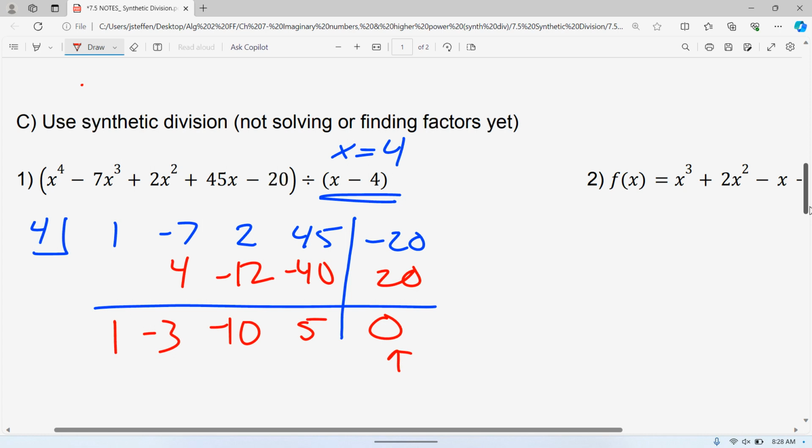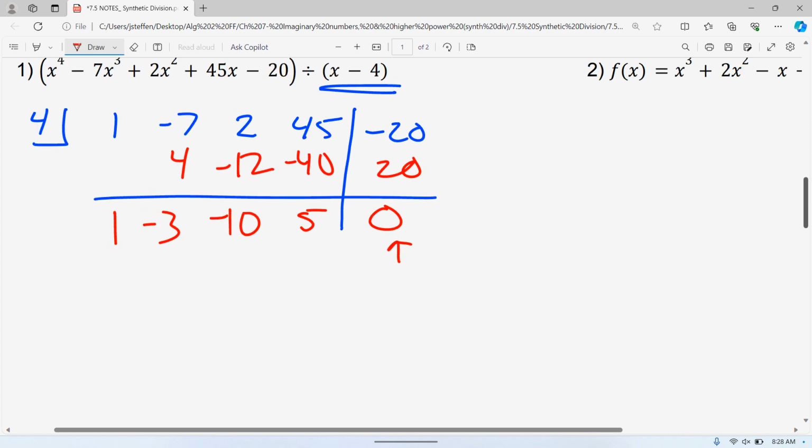It's a really nice way to check your work, if you know you get 0, it does work out. It's very satisfying. Okay, last but not least, what does that mean? So yes, we got 1, -3, -10, 5. So that's the answer.